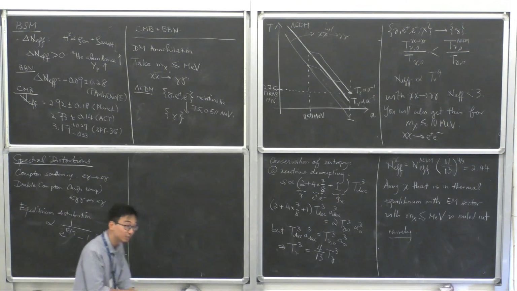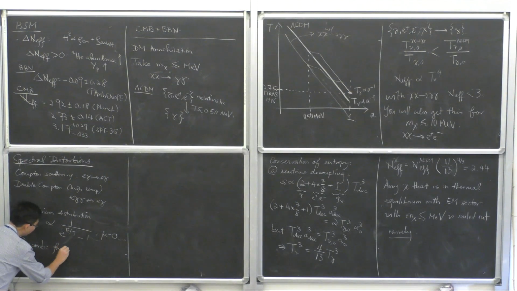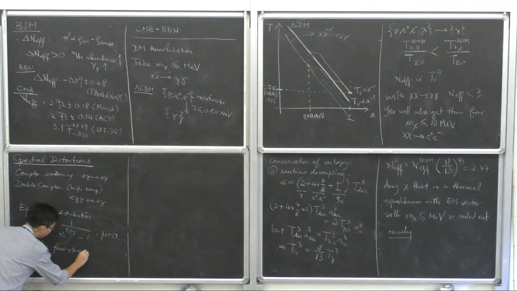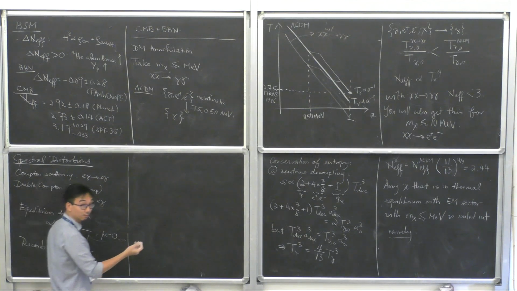At recombination, it free streams. And as we learned, free streaming doesn't actually change the shape of this. And so in the end, we expect that we should observe something that goes as 1 over e to the E over T minus 1. Okay? And indeed, that's what we observed.